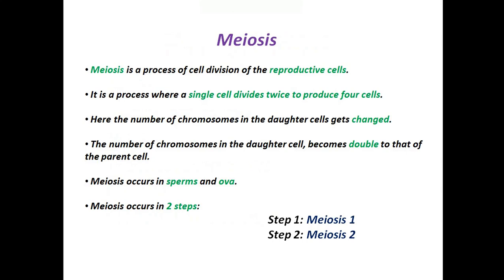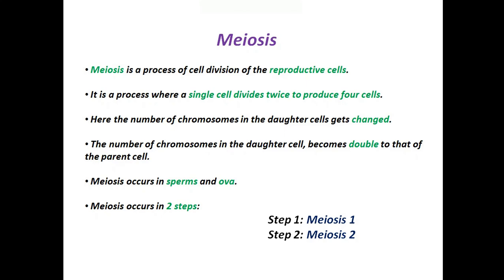Meiosis is a process of cell division of the reproductive cells. It is a process where a single cell divides twice to produce 4 daughter cells. Here the number of chromosomes in the daughter cells gets changed. The number of chromosomes in the daughter cell becomes double to that of the parent cell. Meiosis occurs in sperms and ova. And now this is important, meiosis occurs in 2 steps. Step 1 is meiosis 1, and step 2 is meiosis 2.